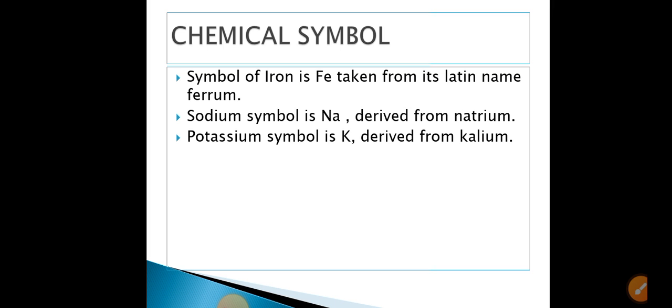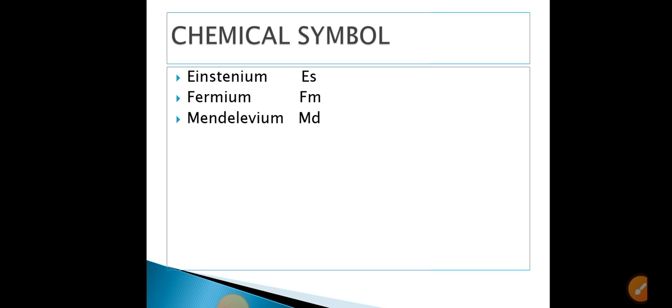Similarly, some of the symbols, like iron, Fe, are obtained from the Latin name ferrum, and sodium's symbol is Na, derived from natrium. Potassium's symbol is K, derived from kalium. So mainly these are obtained from the source, wherever it is found in large amounts, and because of its source in the world, it is given a different name.